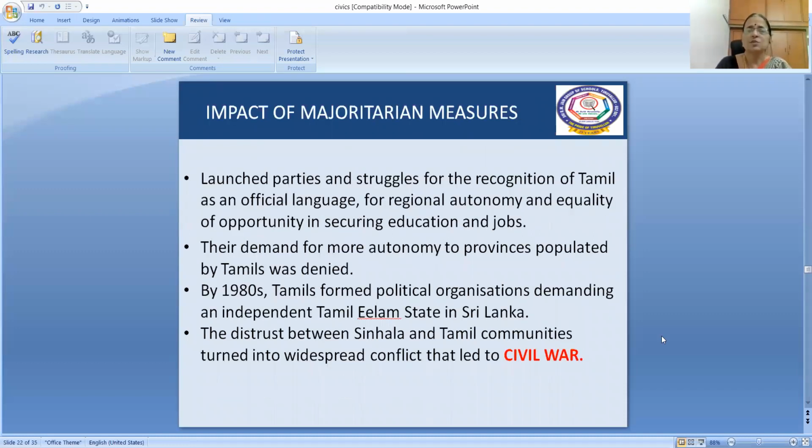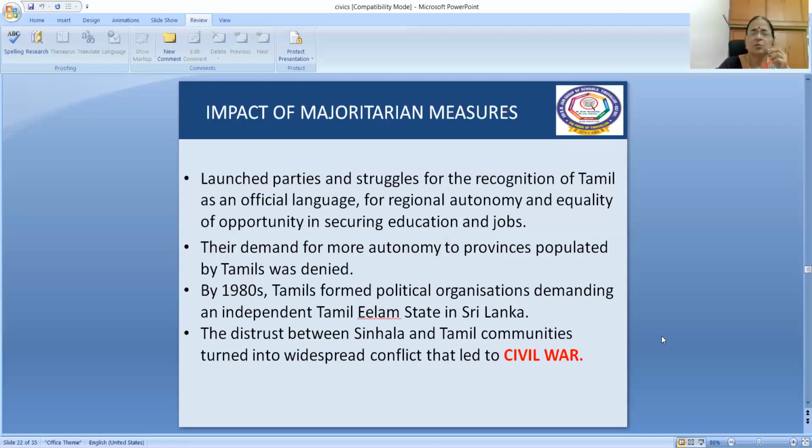So what is the impact of majoritarian measures? There was a countermeasure from the Sri Lankan Tamils. So what did they do? They launched parties and struggles for the recognition of Tamil as an official language, for regional autonomy and equality of opportunity in securing education and jobs. They wanted Tamil to be treated again as one of the official languages. That was the first demand from the Sri Lankan Tamils.